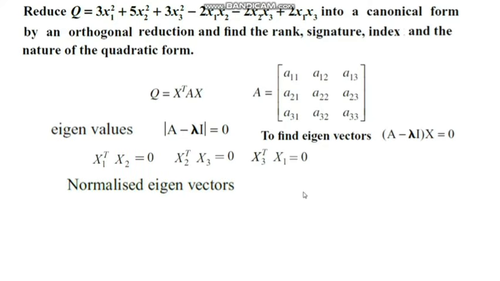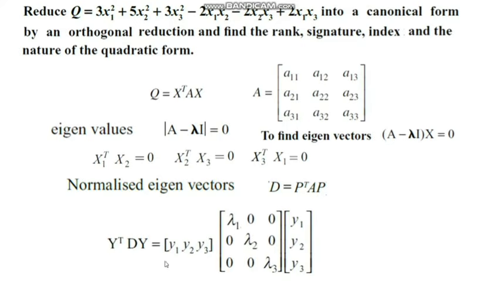Later you can find the normalized model matrix P, and the diagonal matrix D can be obtained as P transpose AP, where A is the matrix of the quadratic form and P is the normalized model matrix. You then have a canonical form, that is Y transpose DY. It is only a sum of squares form. There are no mixed terms like y1y2, y1y3, y2y3. Hence it is called a canonical form of this quadratic form.